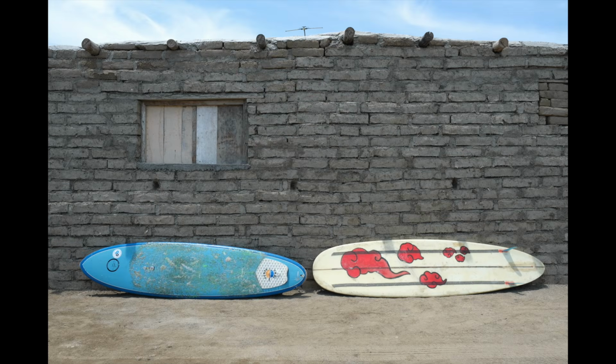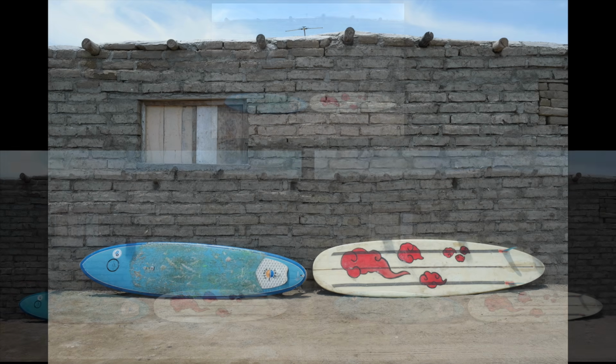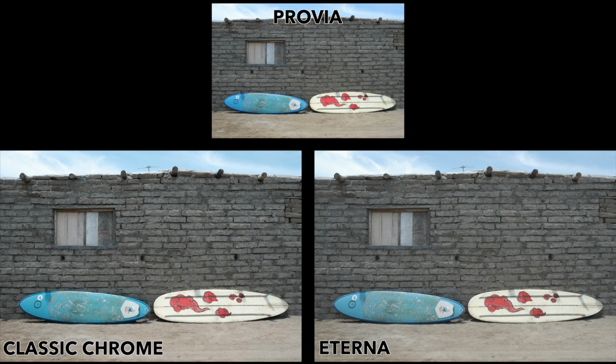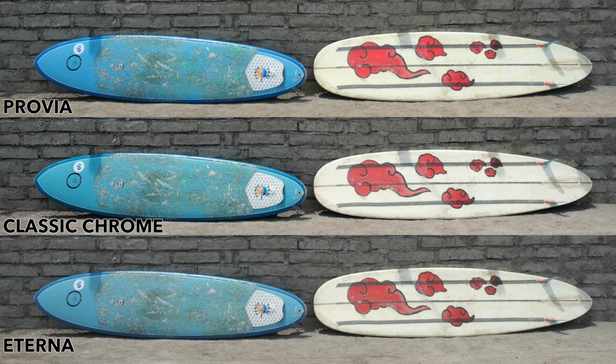Here's another example with some of the same colors. This is Provia, and when you view this compared to both Classic Chrome and Eterna, note those color shifts in the blues. The surfboard and the sky are closer to cyan. They have a little more green in them. And the red in that surfboard is very subdued in both Classic Chrome and Eterna.